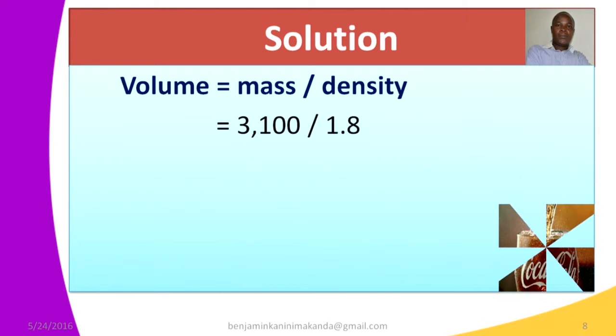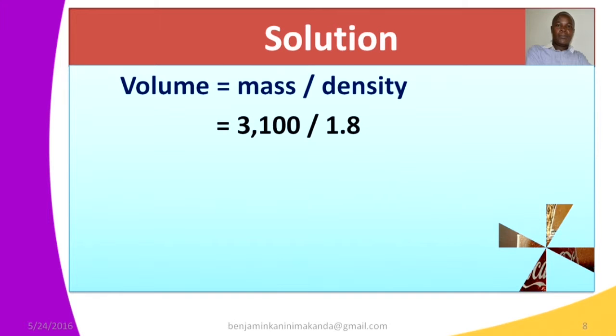So we have chosen to convert all of them into grams. The density remains in grams per centimeter cubed, while mass is converted into grams. We take 3.1 kilograms multiplied by 1,000 grams that make a kilogram. So we get 3,100 grams divided by 1.8 grams per centimeter cubed. So we have already substituted.